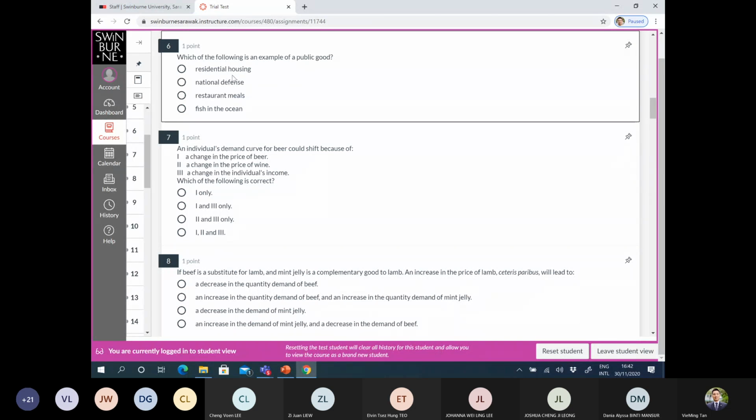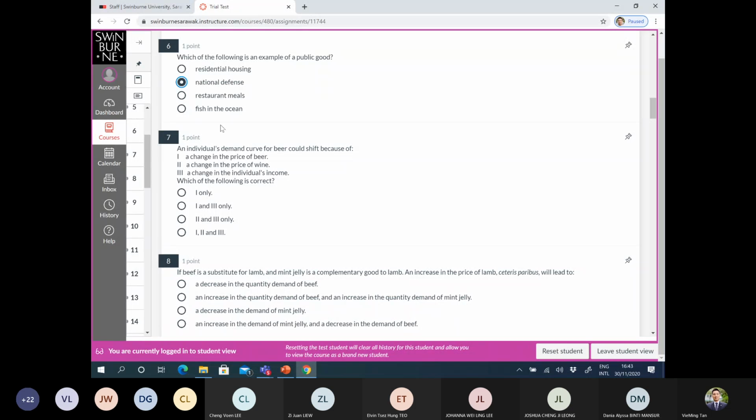Residential housing is a private property, like your house, your father's house. So it's a private good. Okay, so the first option is not correct. National defense. Anybody can enjoy the national defense from the government. So this is a public good. Restaurant meals, as long as you have money, then you can buy. So it's a private good. Anybody can enjoy restaurant meals as long as the individual has money. So this is not a public good.